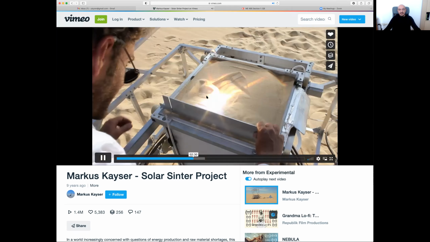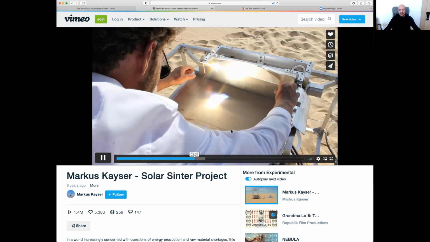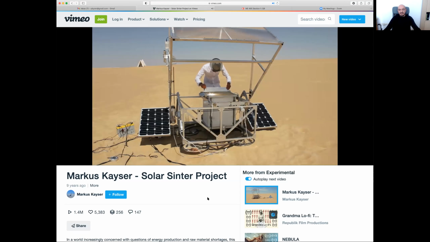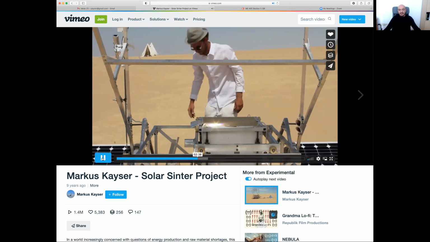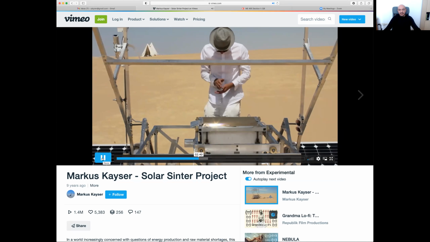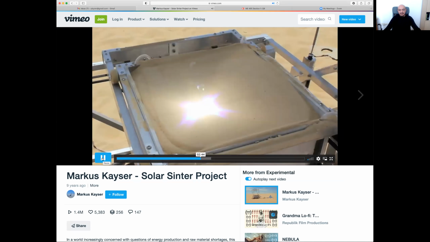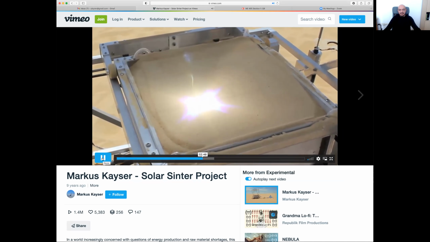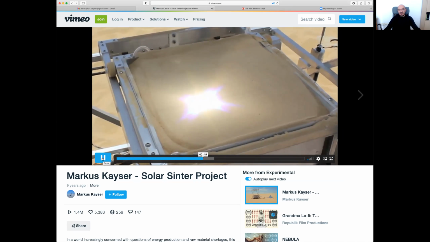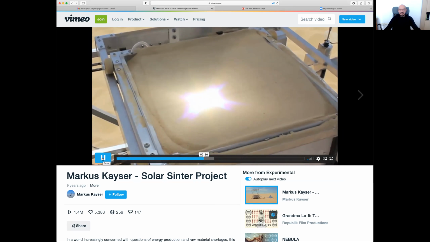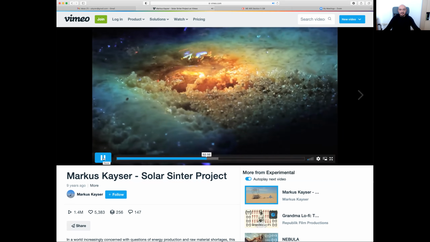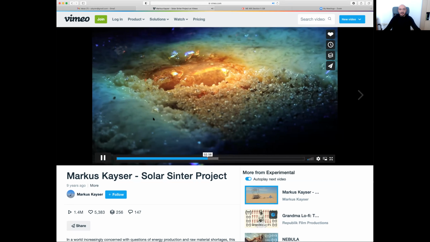Now he's putting powder or sand on the next layer. Now actually the fusion started. The printing process has just started. That's a close-up view. As you see, the silicon particles are being joined together.